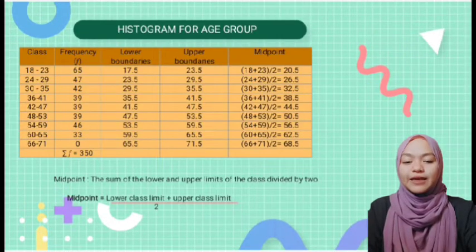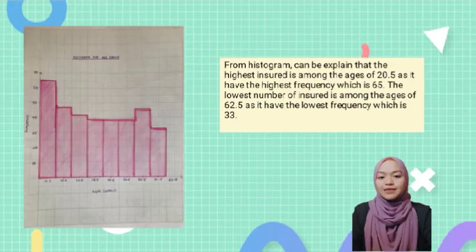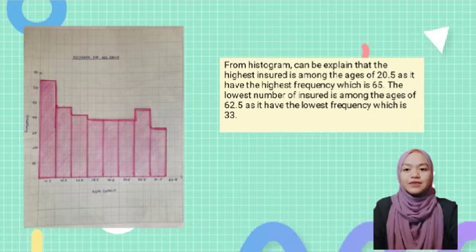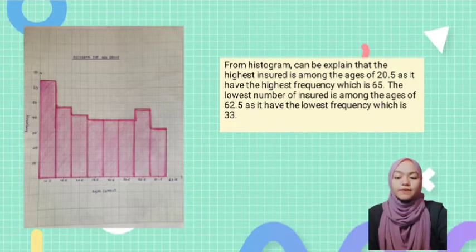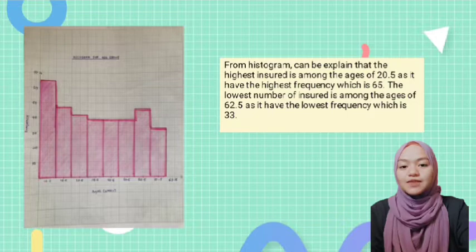For age group data, we choose to use a histogram graph. For a histogram, the x-axis must use the midpoint or class boundaries. We choose to use the midpoint, where the formula is lower class limit plus upper class limit divided by 2. For the y-axis, we need to use the frequency or percentage of the class, and we choose to use the frequency. From the histogram, it can be explained that the highest number of insured is among the age of 20.5, which has the highest frequency of 65, and the lowest number of insured is among the age of 62.5, which has the lowest frequency of 33.